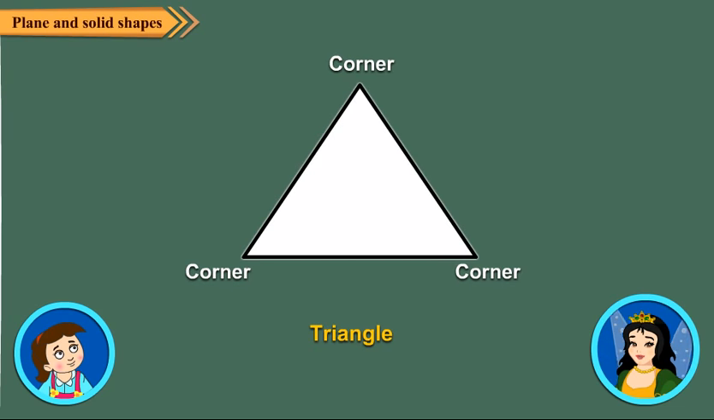Now look at this shape. It is made up of three straight lines, two of which are slanting lines, and the third is a sleeping line. This shape is called a triangle. It has three corners. The three straight lines are its sides.